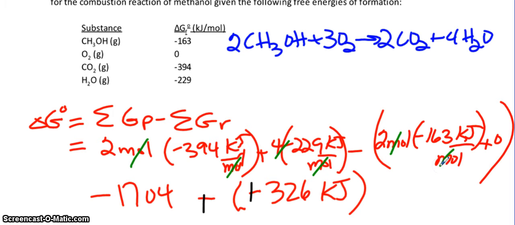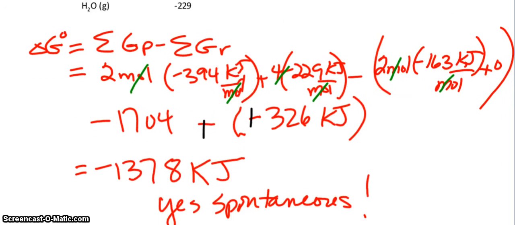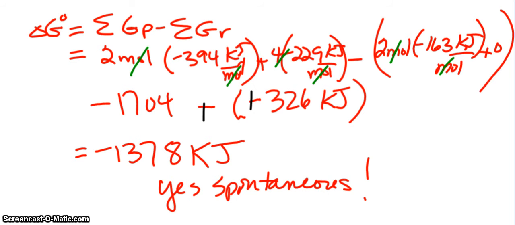They'll cancel out. And when you do the math, I found my delta G of my products equal negative 1704 minus negative 326 kilojoules. And when you do your math, you get negative 1378 kilojoules. And because delta G is negative, yes, it is spontaneous.